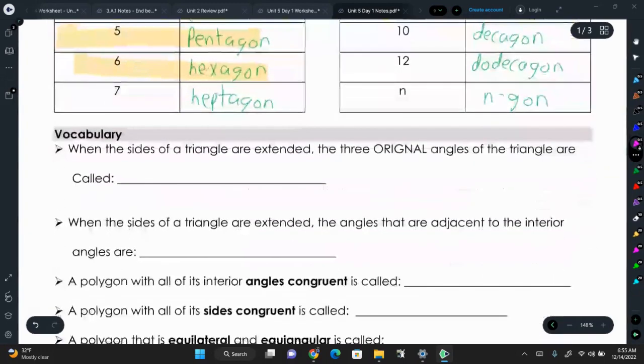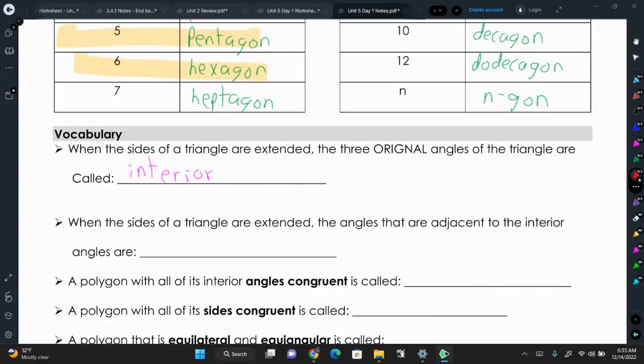Now, when the sides of a triangle or any shape are extended, the three original angles of the triangle are called interior angles. They're on the inside. Interior angles. Now, the sides of the triangle are extended. The angles that are adjacent or next to the interior angles are called exterior angles.